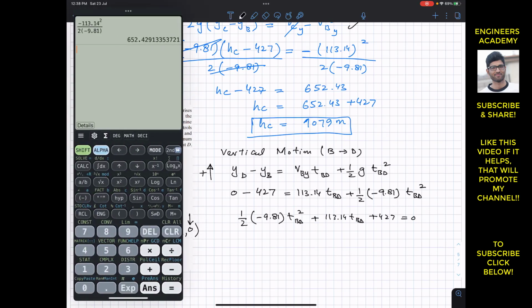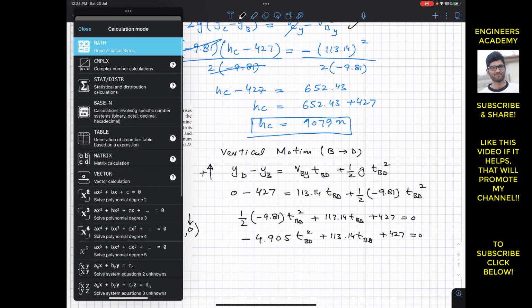Let's say 9.81 divided by 2 gives us minus 4.905 tbd square plus 113.14 tbd plus 427, and this is equal to 0. So this is a quadratic equation in terms of tbd, which is the time taken by the missile from B to D. We can solve this quadratic equation for the positive root, and that will give us the time which the missile will take to travel from B to D.